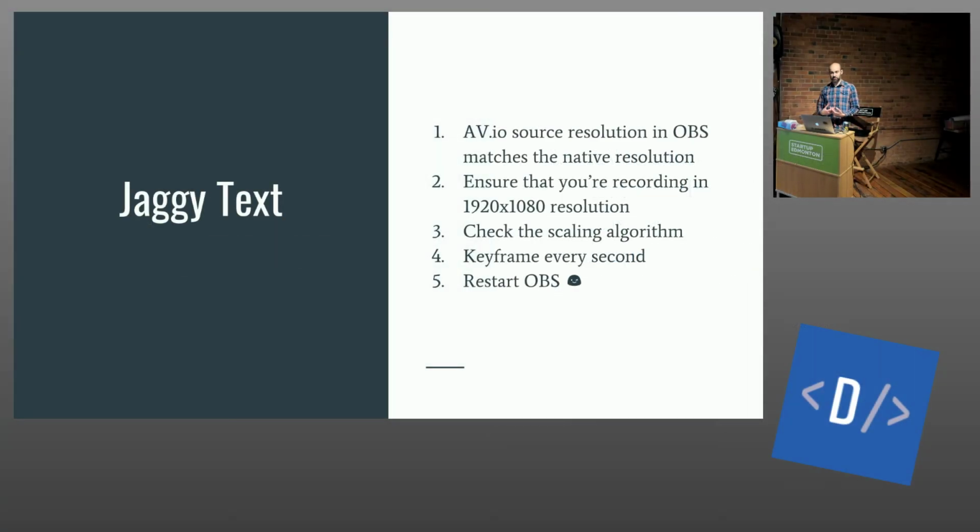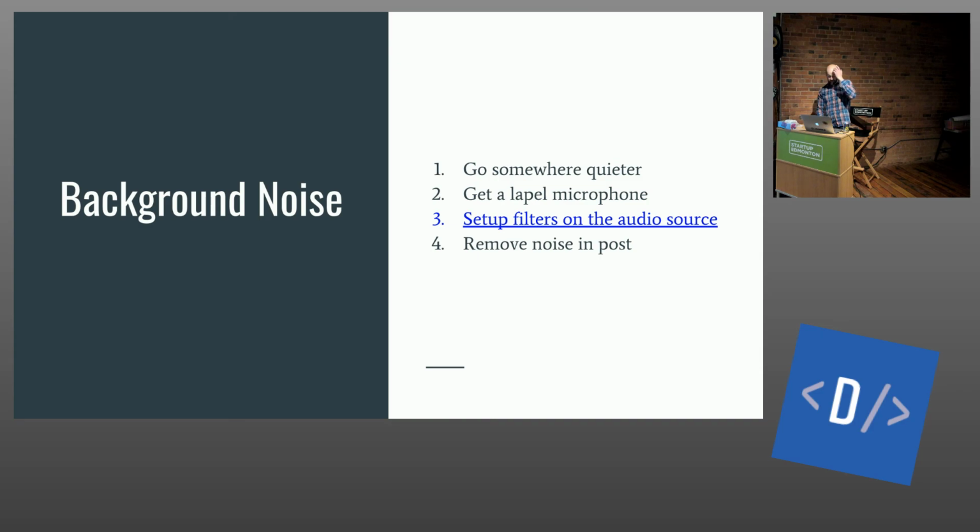If that doesn't fix it, which usually it does, go and open your settings for OBS, go to the video and check your scaling. Make sure you're doing the 32 sampling there and that you have a keyframe every second. If that doesn't work, try restarting again. At that point you've surpassed my troubleshooting knowledge with this slide, and I would say go and get some help. The other thing too: background noise.